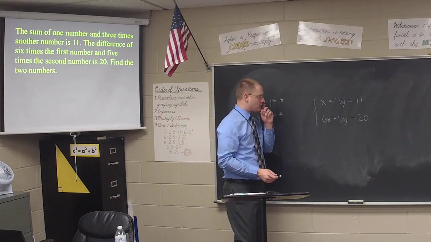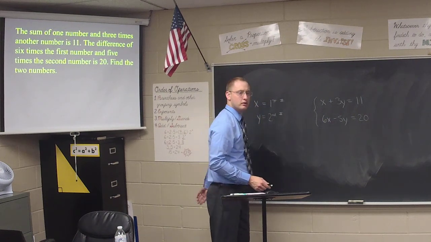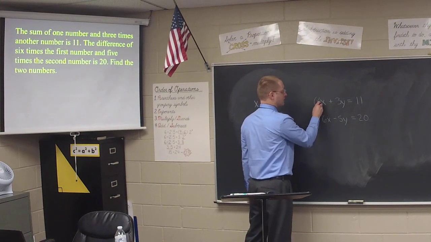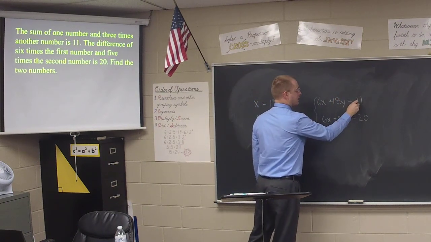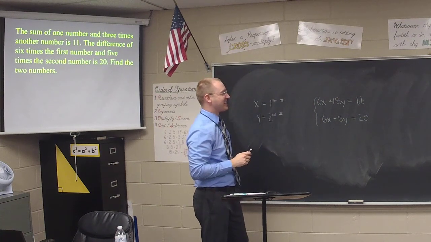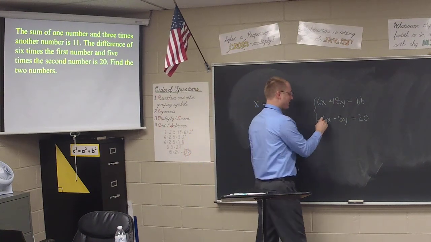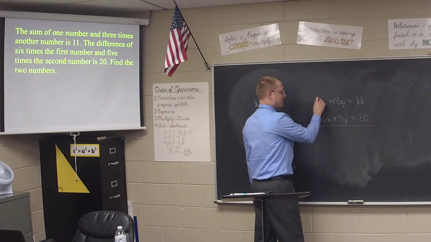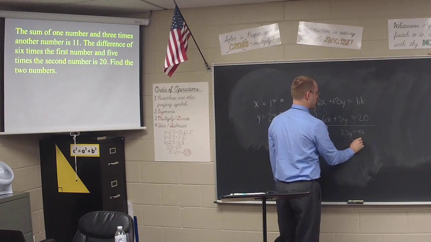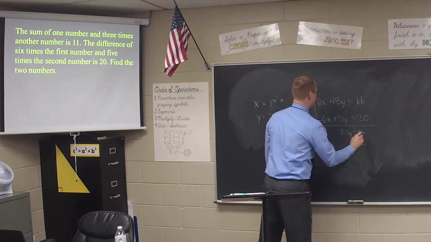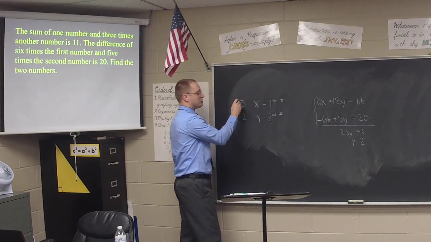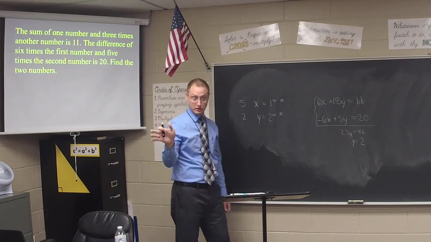And Maddie, did you solve by addition or substitution? You multiplied top by 6 to get 6, 18, and 66. And you changed the signs across the bottom. And that allowed you to cancel and get 23y equals 46, giving you y is equal to 2. That gave you an x equal to 5. Did you have 5 and 2 for your numbers?